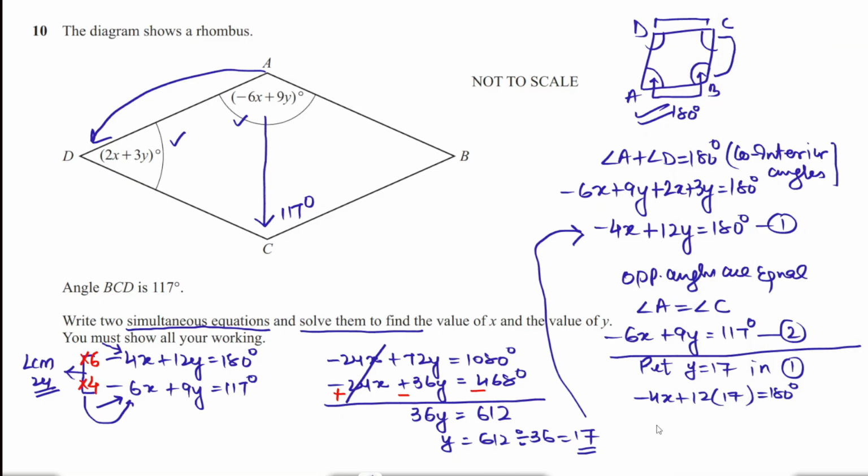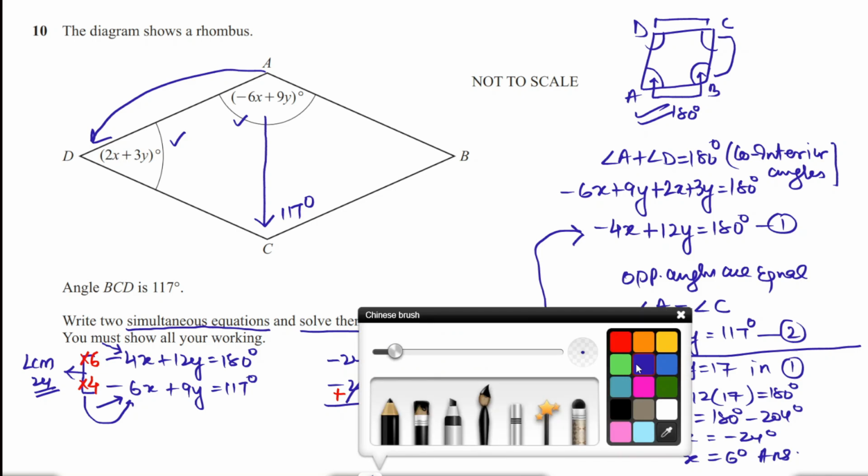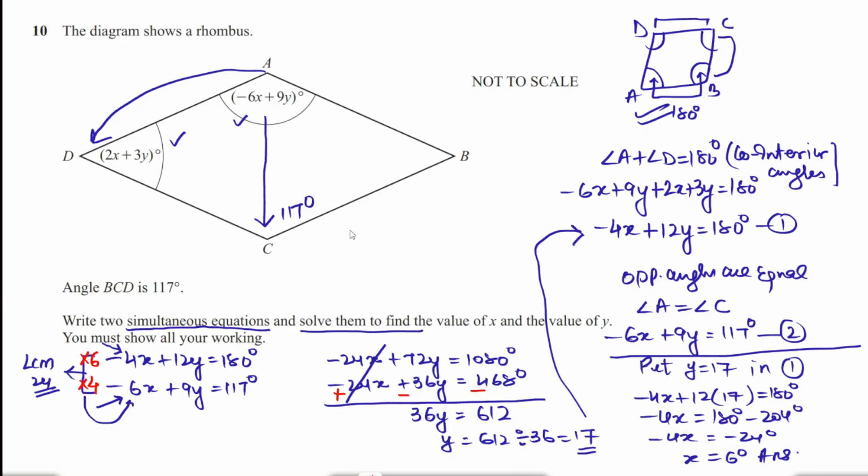So what will we write here? Minus 4x equals 180 minus 204. Minus 4x is minus 24, and x comes out to be 6 degree. That is your answer. So hence what we have found here is that our x value is 6 and y value is 17, and both should be your answers.